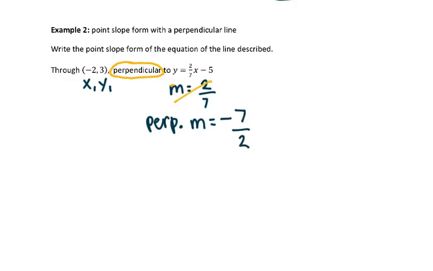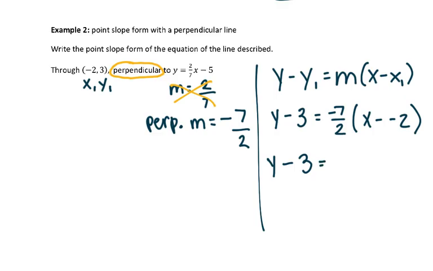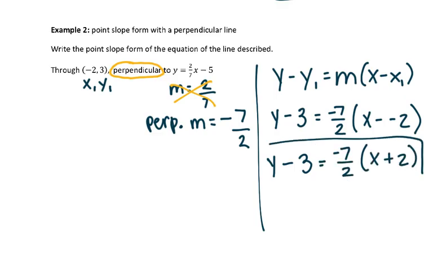Now again, I'm going to cross off the slope originally because I'm not using that one, I'm using the perpendicular one. Y minus y1 equals m times x minus x1. So we have y minus positive 3 equals negative 7 over 2, and then x minus negative 2. Then I just want to check the negatives. So the first one stays as a negative, and then the second one becomes a plus because there are 2 of them.